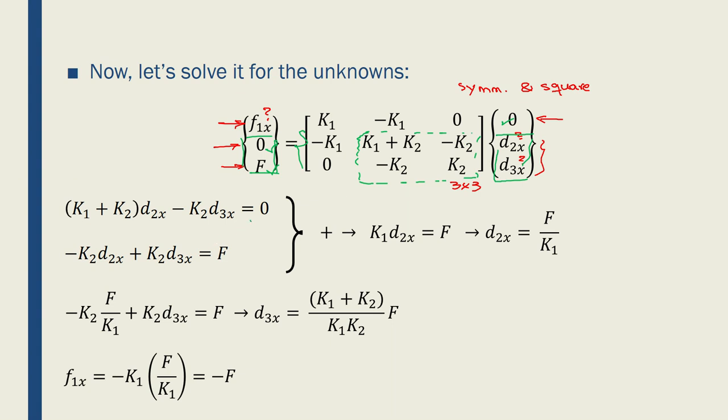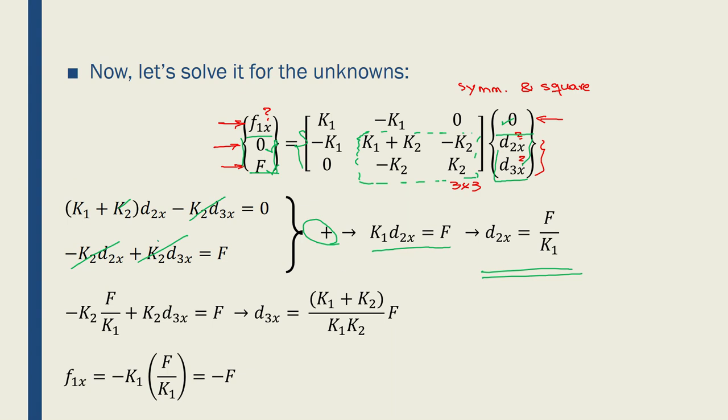system. And then I can also write this part, which is from the 3rd row, minus k2 times d2x coming from here, and plus k2 times d3x equals f. If I add these 2 together, I will end up with this equation. So this and that will cancel each other if I add them, and this part will cancel out with that part. So I will have k1 times d2x equals f. So d2x, displacement of node 2 in x direction, would be f over k1.